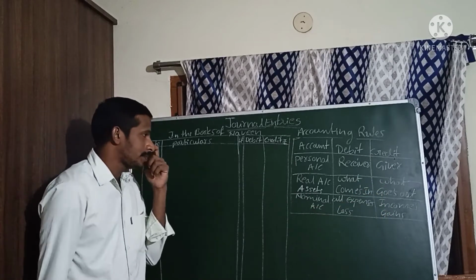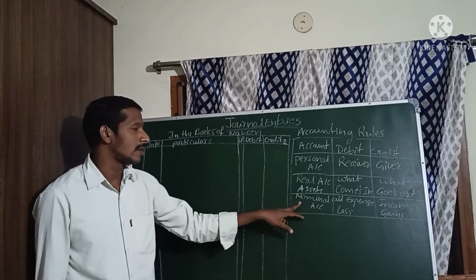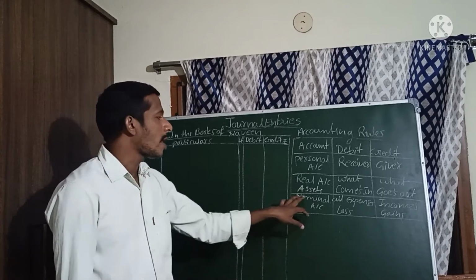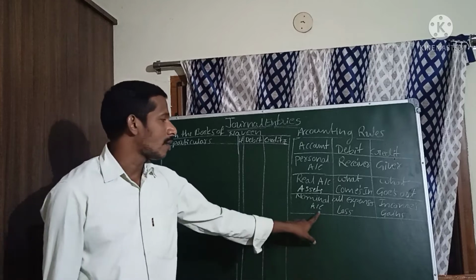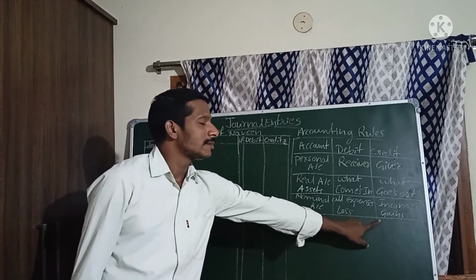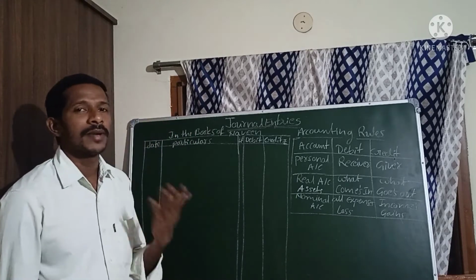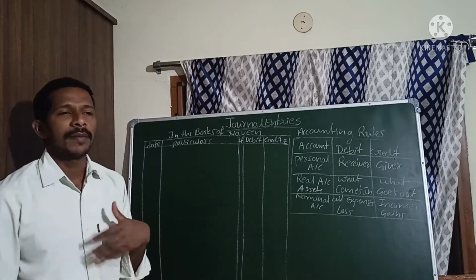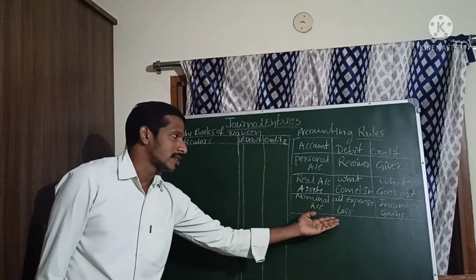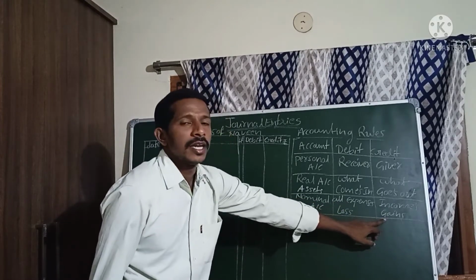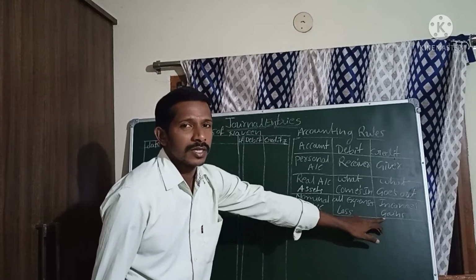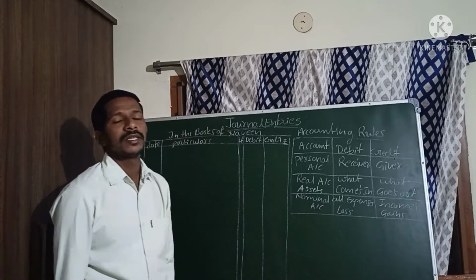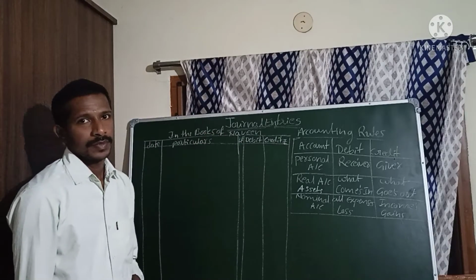And here, nominal account. The third one is nominal account. This nominal account deals with expenses, losses, incomes and gains. All expenses and losses, debit. All incomes and gains, credit. See, expenses means payments. Salary paid, rent paid, rates paid, taxes paid, insurance paid. Whatever payment is there, all those things are expenses, debit. Incomes means received: discount received, rent received, interest received. Whatever is received, that is income. All incomes are credit.